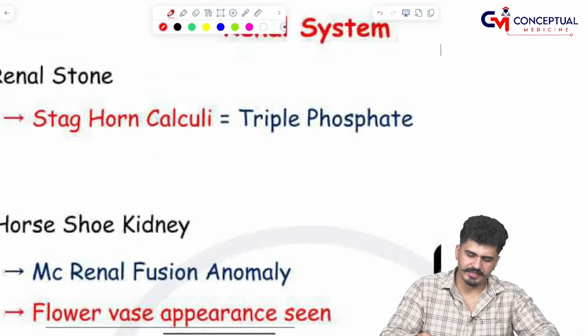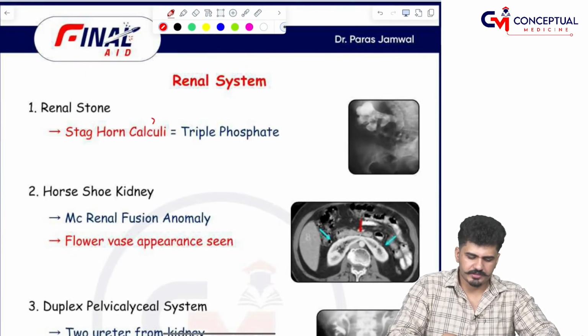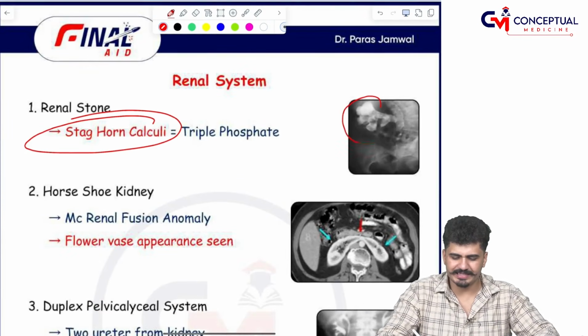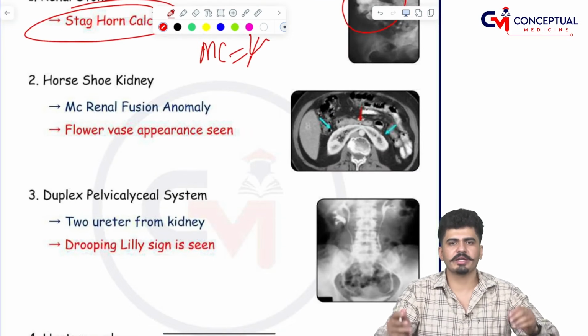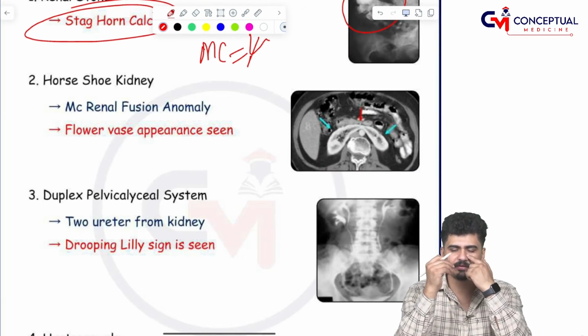Sir, signet ring appearance is a feature of bronchiectasis. Very good. Let's talk about the next system called the renal system. First of all, staghorn calculi, you can see triple phosphate stone, most commonly seen with young boys. Horseshoe kidney, where 2 lobes of the kidney are fused together.